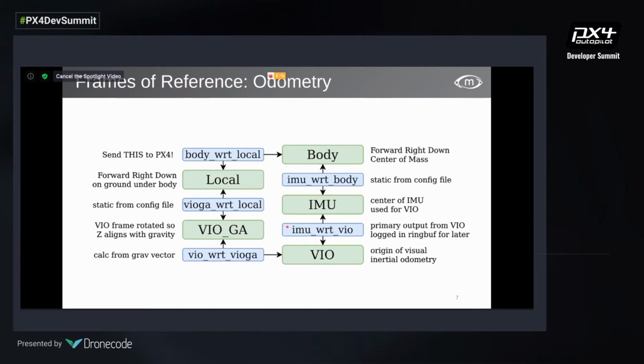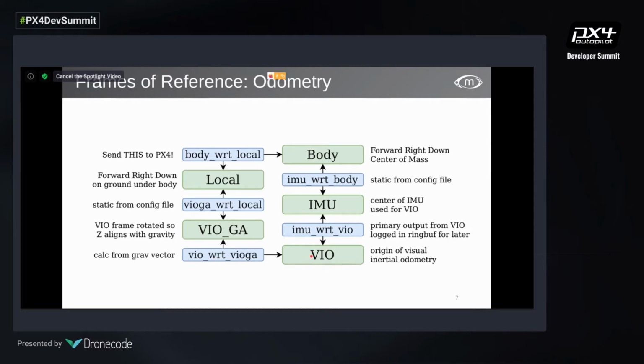So the data that you're really going to get out of a VIO algorithm is not this body with respect to local transform. It's actually going to be IMU with respect to the VIO frame. So the vast majority of VIO algorithms are going to represent the position of the IMU relative to wherever the IMU was when it booted up. Now, the IMU you use for visual inertial odometry is not necessarily going to be aligned with the aeronautic coordinate frame, forward, right, and down, nor is it necessarily going to be aligned with gravity.